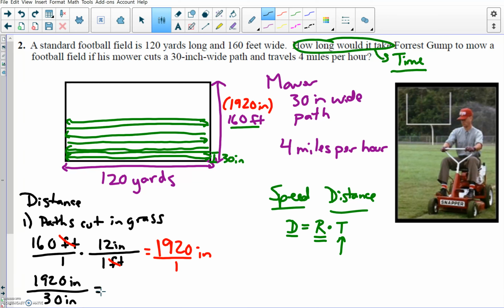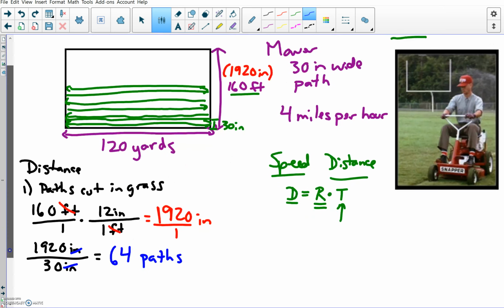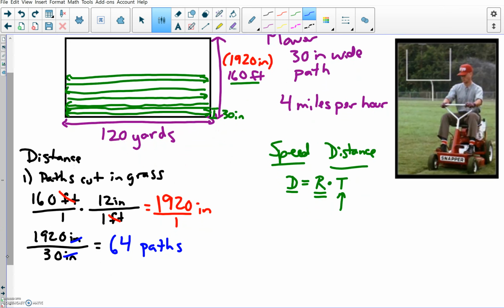My inches are going to cancel out, which is important because we're not going to want inches anymore. We want a measurement for rows. So then when I divide that, I get 64. So I have 64 rows or paths that I'm cutting out of the grass. Now it tells me the paths, but I still haven't figured out the total distance yet, because he's going back and forth 120 yards each time.